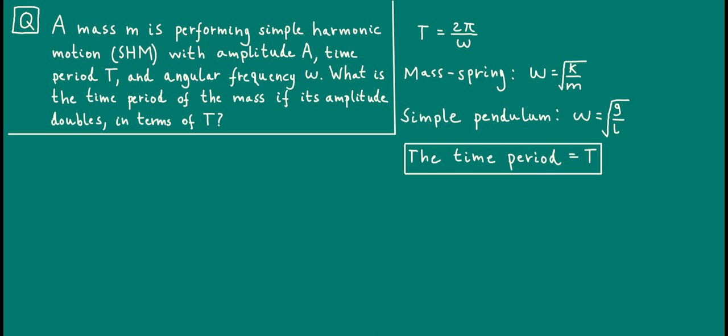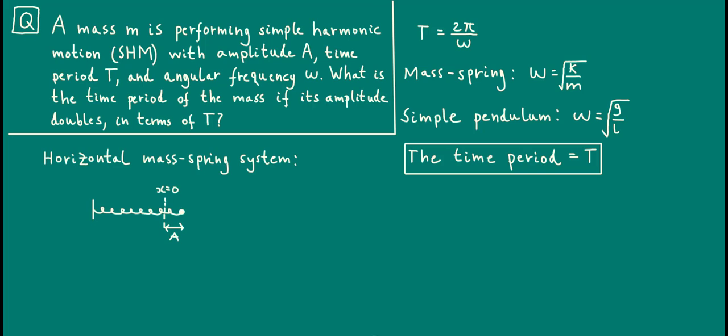To make things concrete, let's consider a horizontal mass spring system where resistive forces are negligible. If the original amplitude is A, then we can sketch the following diagram. If the amplitude doubles, the diagram would look like so. Now, to complete one cycle, the mass now has to travel twice as far. So, surely the time period should increase, perhaps by a factor of 2.